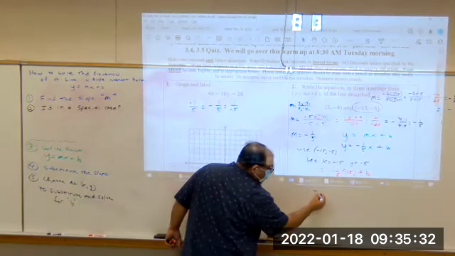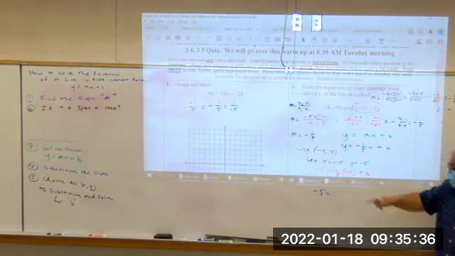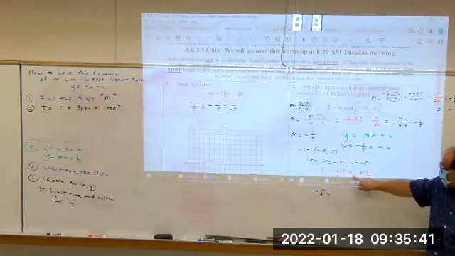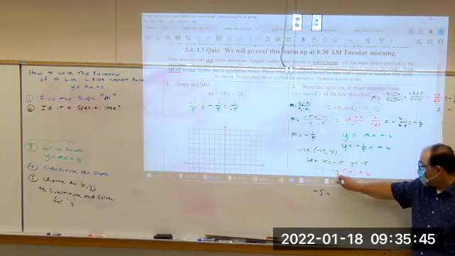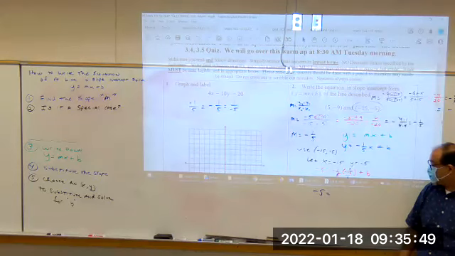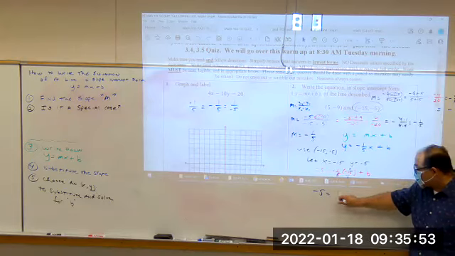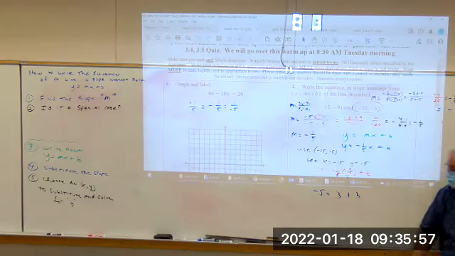Watch. -5 equals a negative times a negative is a positive. 1/5 times 15, this is 15 over 1. So 5 goes into 15 3 times. So it's -1 times -3, and that's +3 plus b.